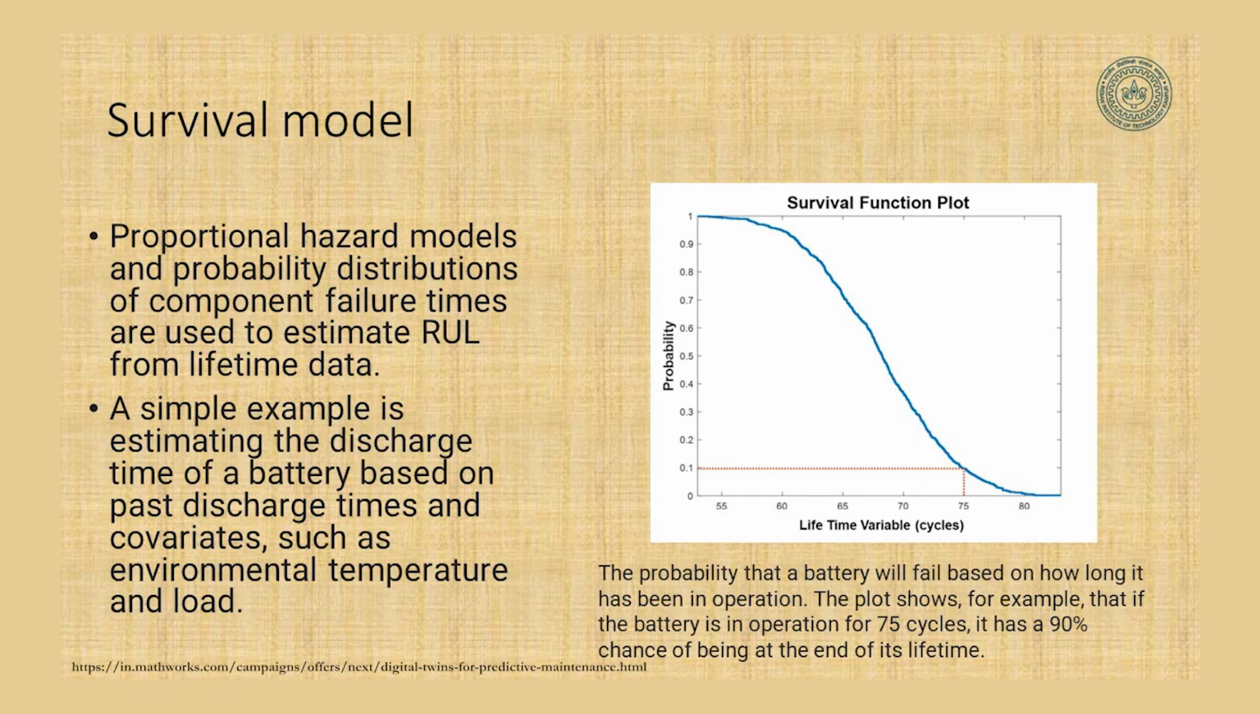And let us say you want to know after 75 cycles what is the probability that this battery has reached its end of operation. You can get it from this sort of a plot. The probability that a battery will fail is based on how long it has been in operation. This plot shows that if the battery has been in operation for 75 cycles, there is a 90% chance, because this intersects with 0.1, that it is at the end of its lifetime.